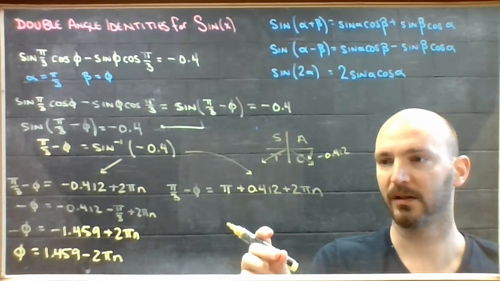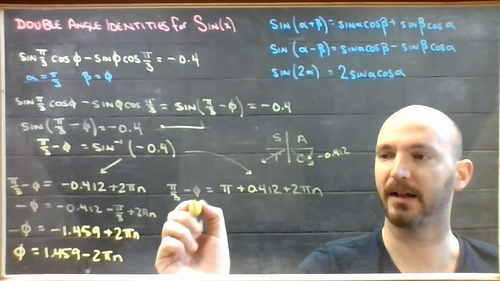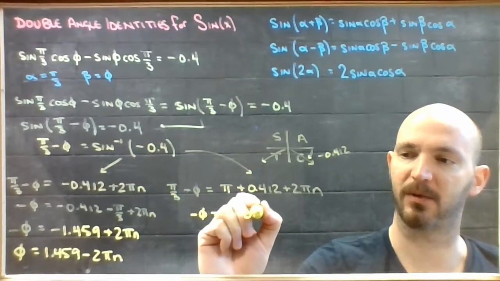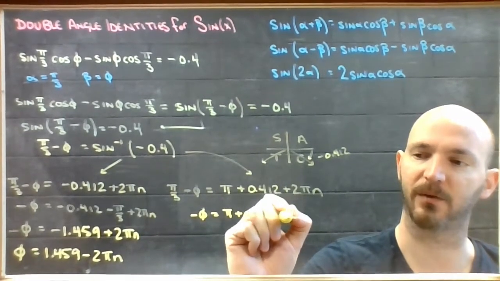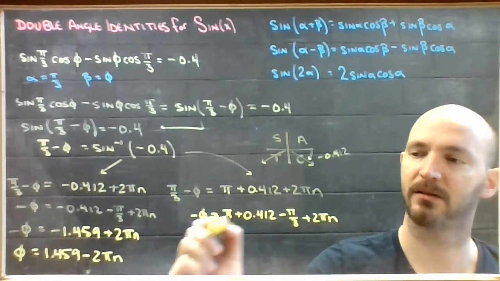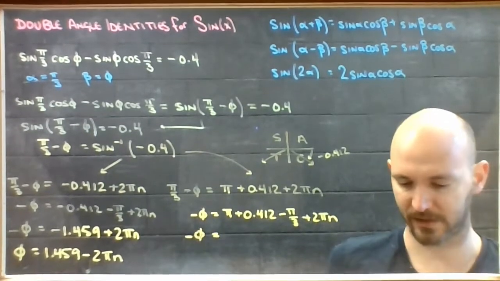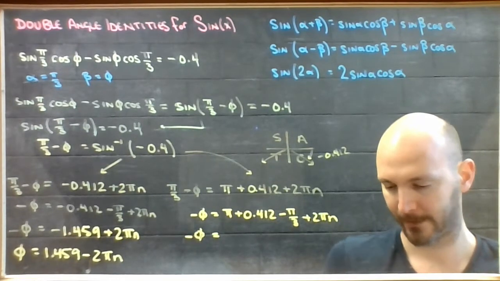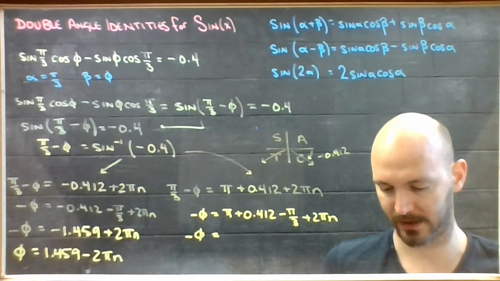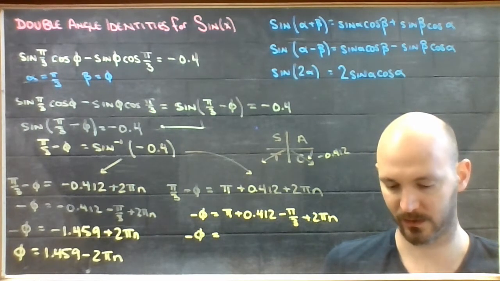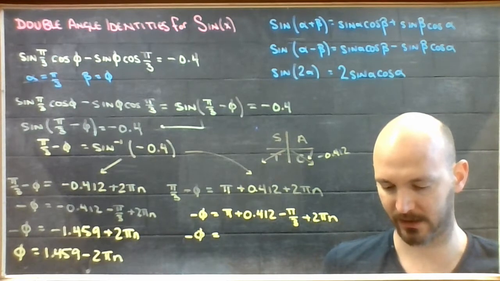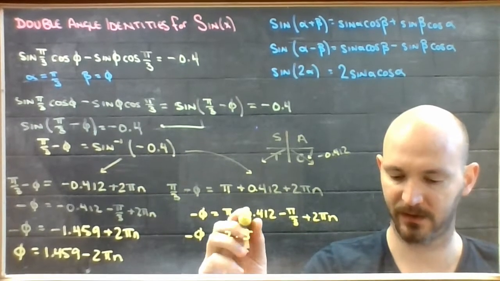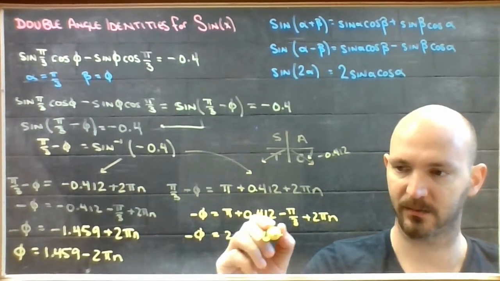Now, for this solution, same thing. I'm going to subtract pi over 3 from this side. Pi plus 0.412 minus pi over 3 plus 2 pi n is minus phi. So pi plus 0.412 minus pi divided by 3 gives me 2.506 plus 2 pi n.